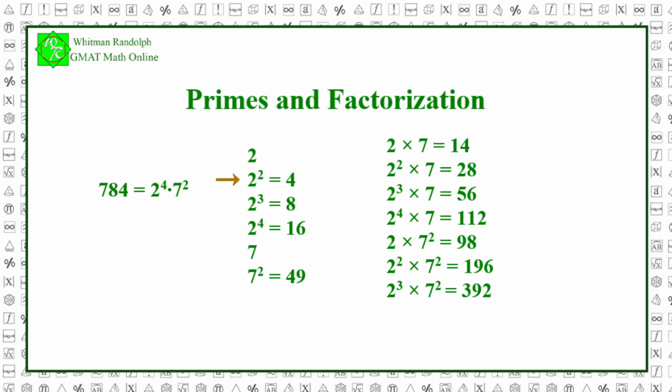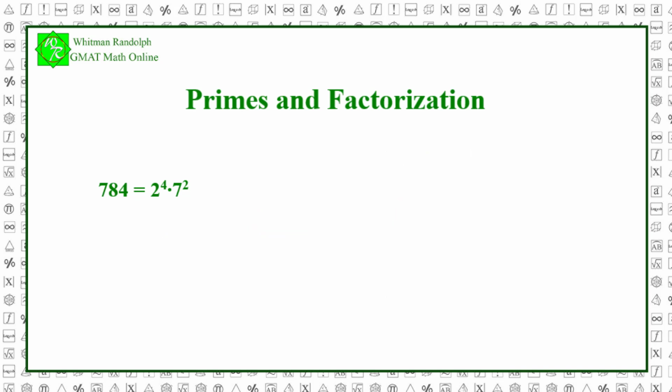2, 2 squared, 2 cubed, 2 to the 4th. 7, 7 squared. 2 times 7, 2 squared times 7, down to 2 squared times 7 squared, and 2 cubed times 7 squared. There are 13 divisors in all. Actually, there are more if we include 1, the number itself, 784, and the negative divisors, but those are obvious, so we omit them.